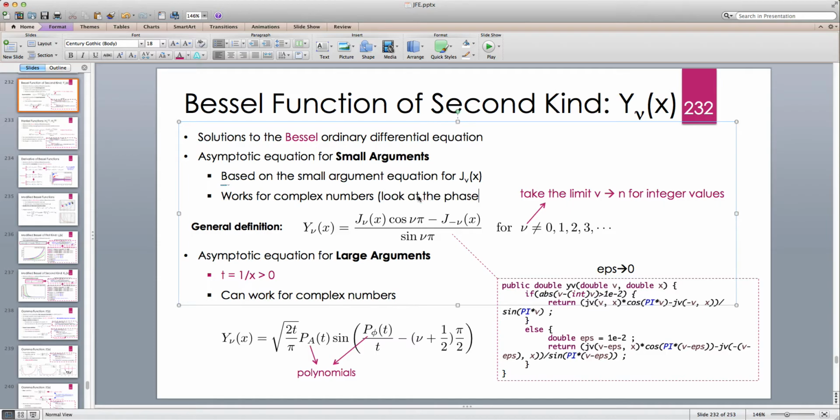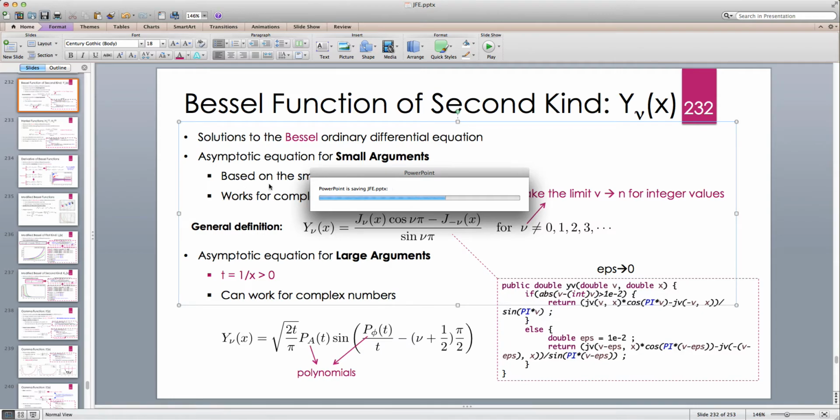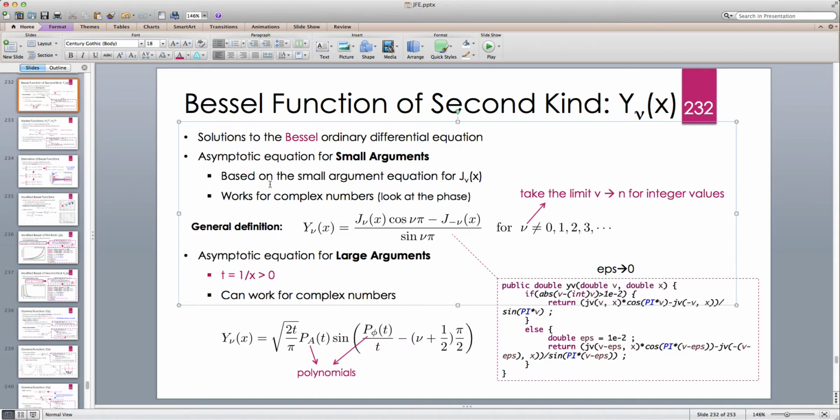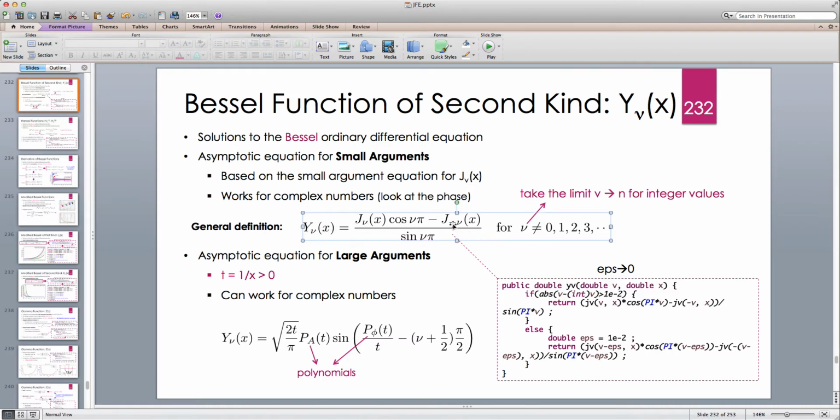Look at the phase, for example. What I mean by that: this equation for Jnu of x, when x is complex, changes a little bit when x is in different quadrants, i.e. the phase of x is in the first quadrant, second quadrant, or third or fourth. You have to be careful, right? And so this is the general definition of Ynu and works for any non-integer nu.